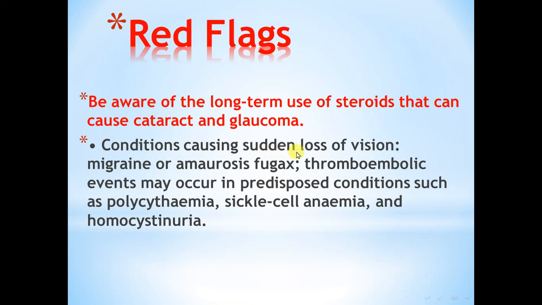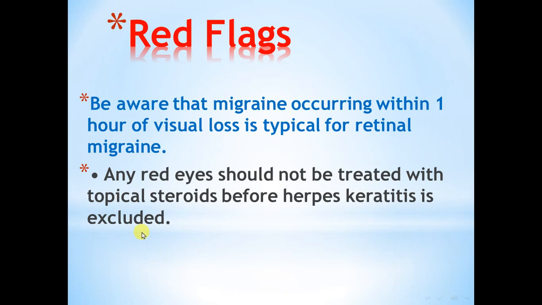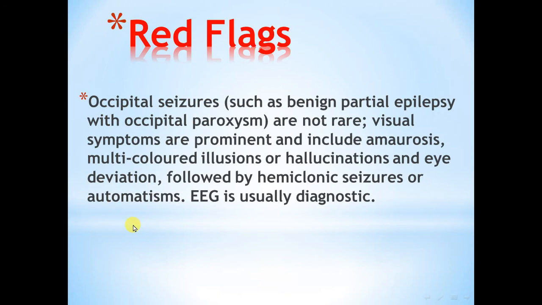Conditions causing sudden loss of vision, migraine or amaurosis fugax, and thromboembolic events may occur in predisposed conditions such as polycythemia, sickle cell anemia, and homocystinuria. Be aware that migraine occurring within 1 hour of vision loss is typical for retinal migraine. Any red eye should not be treated with topical steroid before herpes keratitis is excluded.